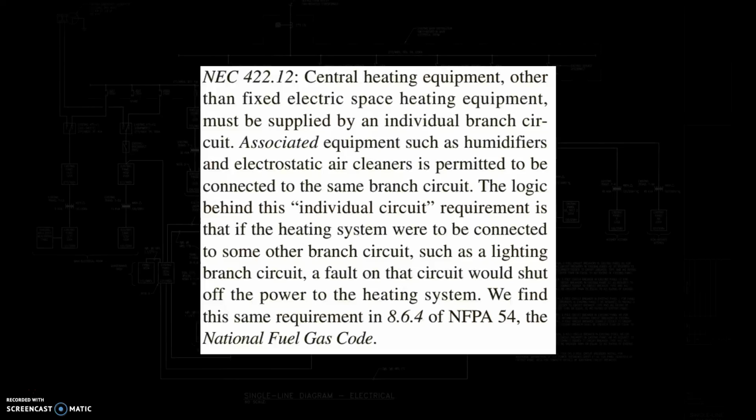422.12 tells us central heating equipment other than fixed electric space heating must be supplied by an individual branch circuit. So basically, if it's a central heating item in a house, whether it's a gas furnace that still has an electric connection to it, some kind of a heat pump, whatever it is, it must be on an individual branch circuit if it's your central heating for the residence. The thought is you don't want that circuit having some kind of nuisance trip. Say it's a gas furnace, you could hook that to a 15 or 20 amp circuit, so you could run your lights off that too. The issue is if there's some kind of fault, you trip that, they don't want to risk having your central heat off due to some other nuisance tripping. So it must be an individual branch circuit for central heating.